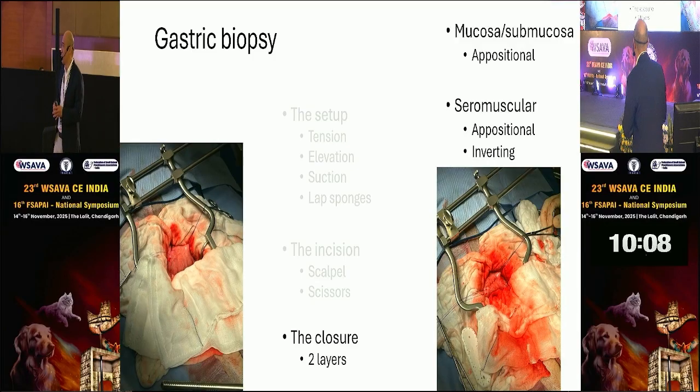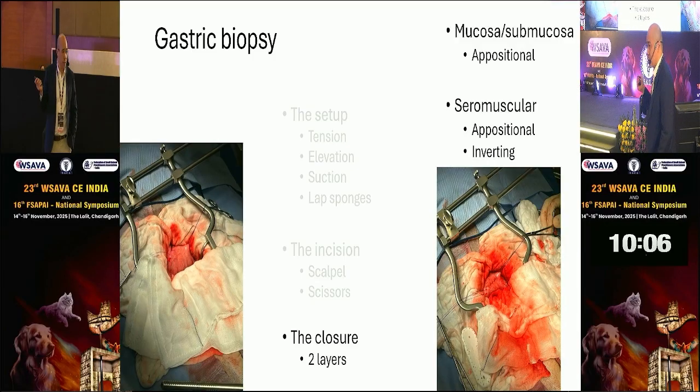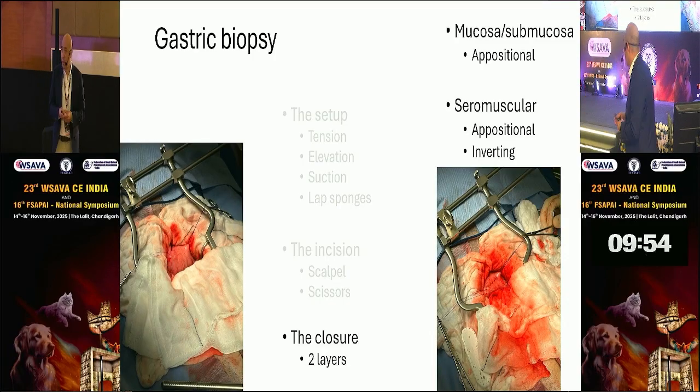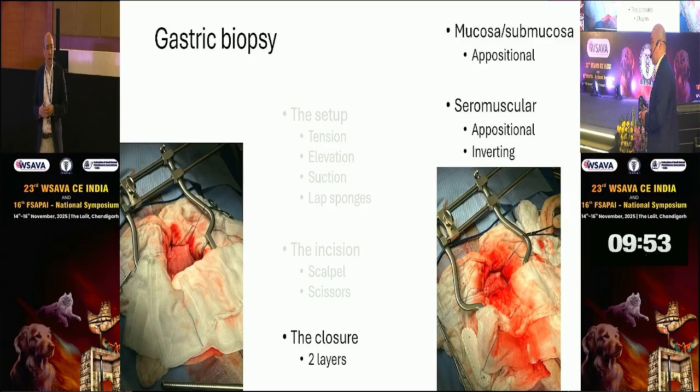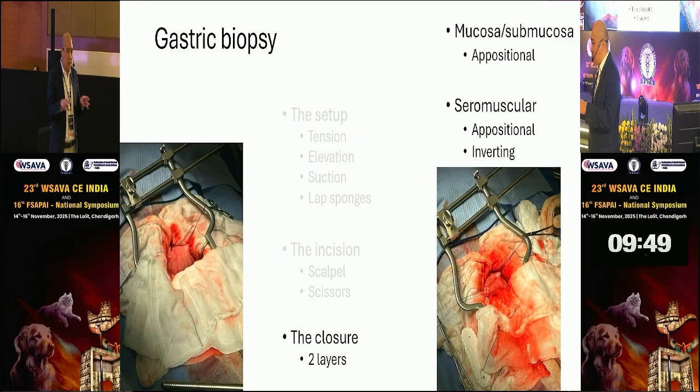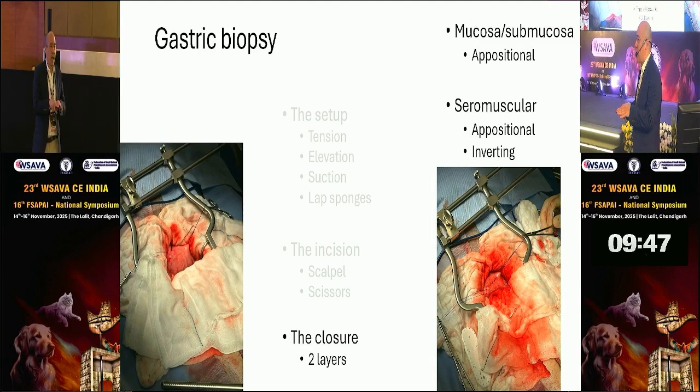So sharp instruments, closure in 2 layers. I like to close mucosa, submucosa, simple continuous, and then again appositional in the seromuscular layer. So same as a gastrotomy, nothing changes. Principles of surgery. You can invert that seromuscular layer, but it has no potential advantages over an appositional suture.